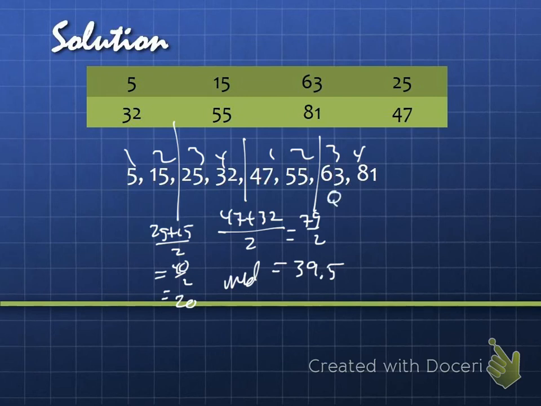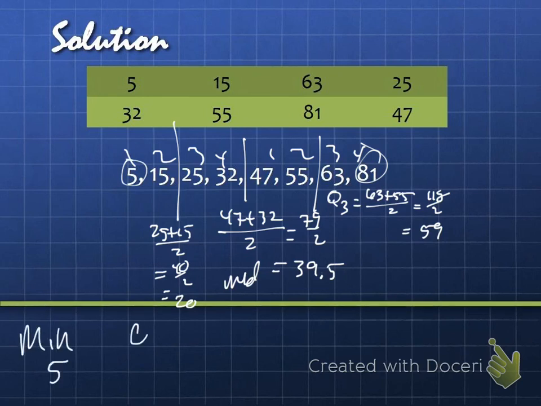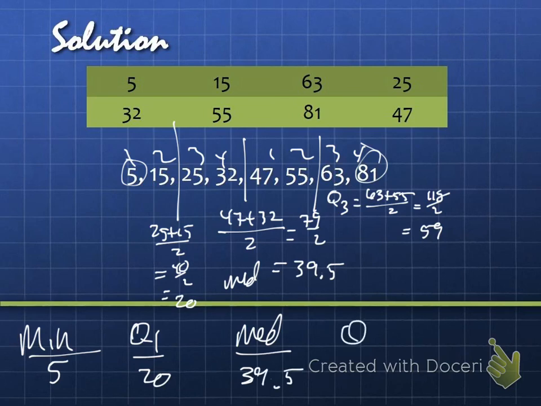Kind of running out of room here. So we got to find the average of 63 and 55. 118 divided by 2, or 59. And then, of course, we have our max here and a minimum here. So our 5-number summary. Our minimum is 5. Our Q1 is 20. Our median is 39.5. Our Q3 is 59. And our max is 81. Okay?